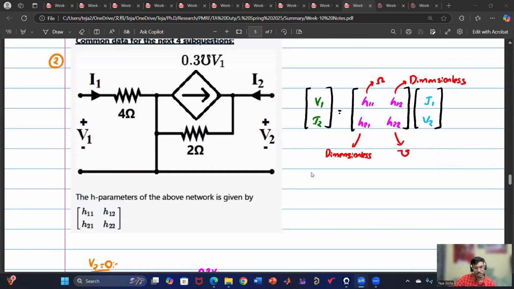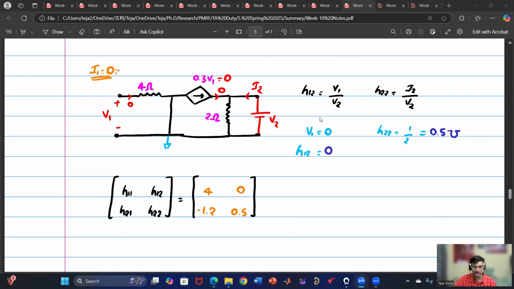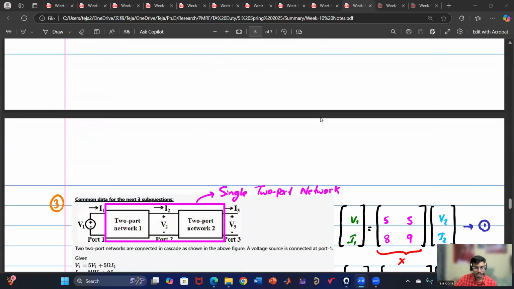And then in another question also, they are asking hybrid parameters. We know, so first put I1 equals to 0, solve for V1, I2, then put V2 equals to 0, and then solve for V1, I2. So these are all math and circuit solving. And if you do not make any mistakes, here also things are very clear and you can easily score marks.